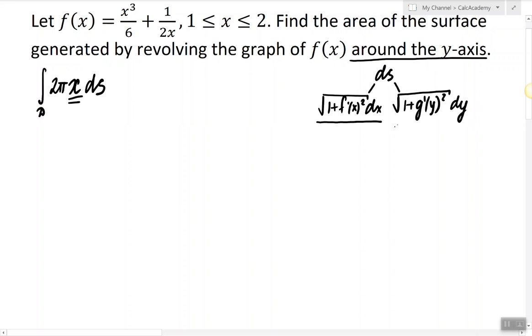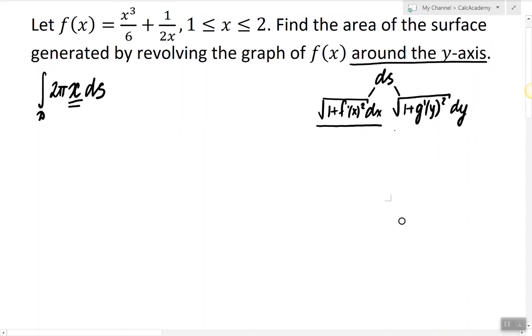However, if we choose to interpret ds this way, then we would have to change x to g of y, and then write the limits of integration from c to d with respect to y. And the choice really depends on what's given and how the function is presented.